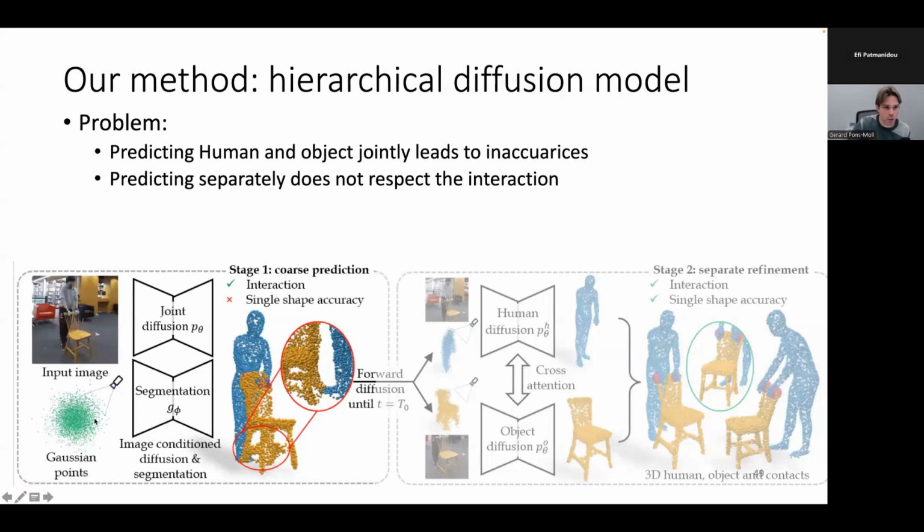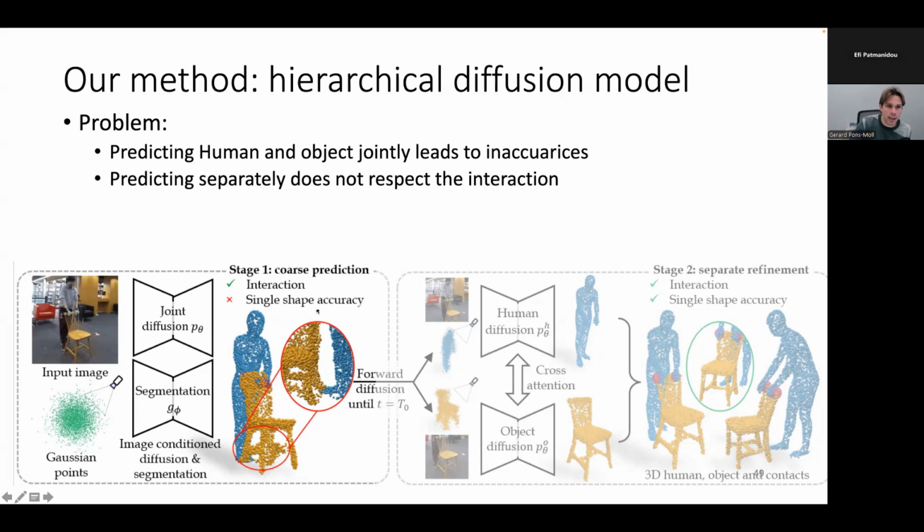This is based on diffusion as well. You start with Gaussian points, and the basic idea is that at every diffusion step the Gaussian points are iteratively projected to the image. You extract features, and then these Gaussian points should converge to the shape that you desire, in this case the human or the object.